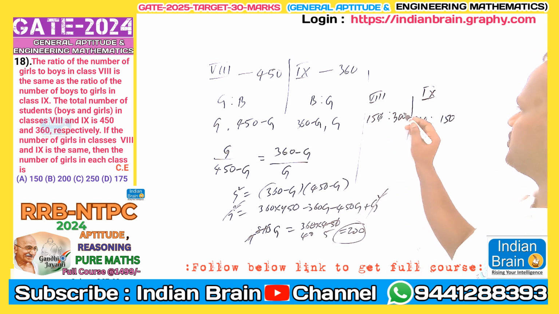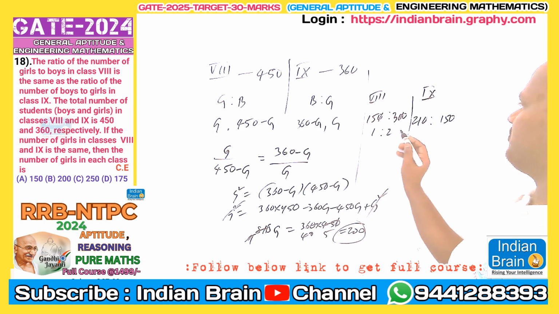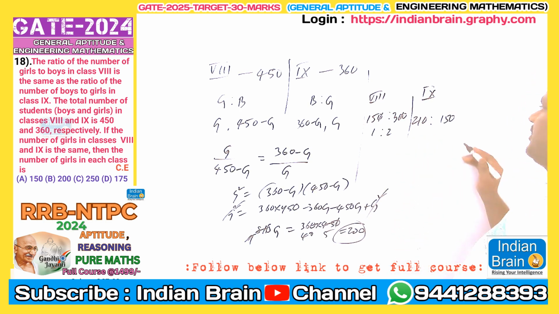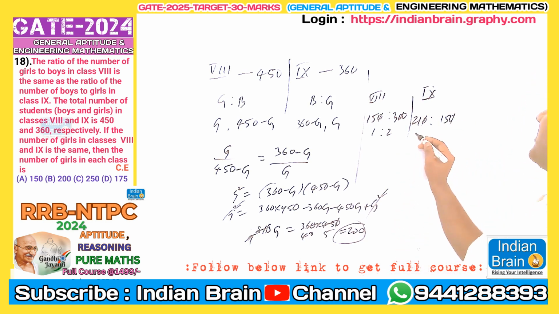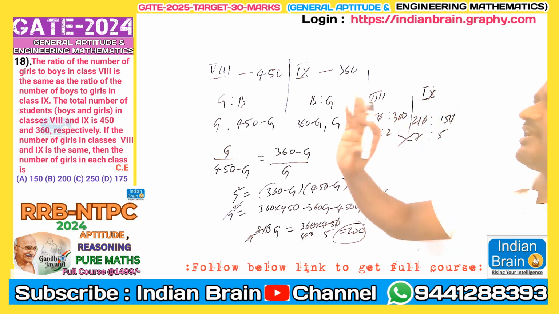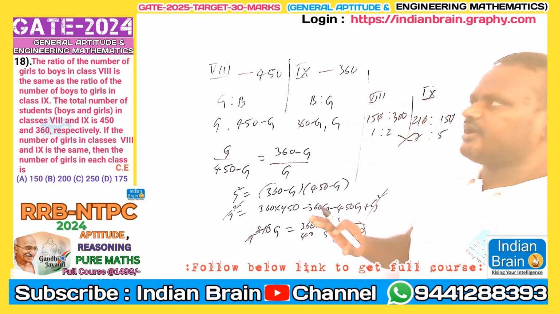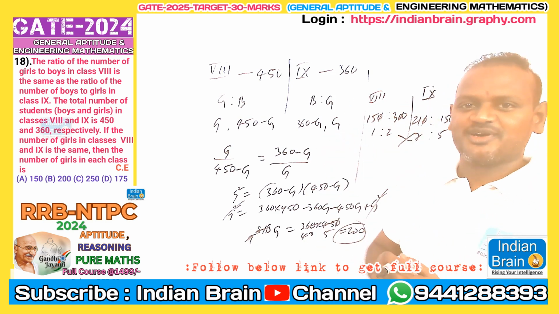If it is matching, happily we can choose the option. Okay, observe it now. 15 ones are 15, 15 twos are 30, so 1 is to 2. Here we need to get the same 1 is to 2 only. But logically it is not possible. 3 sevens are 21, so 3 is to 7, 5 is to 7. Illogical. So 150 is not correct. Then only you can go for 200 for your comfort.